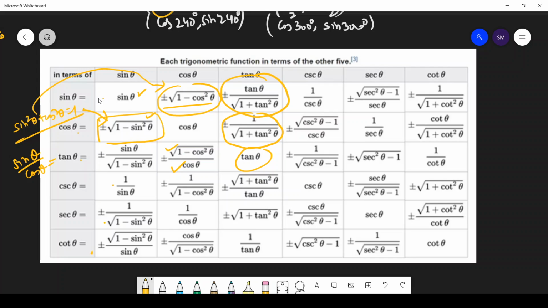So how many formulas do we have here? So 36 minus 6, 30 formulas we have here. See, 6 sixes are 36, but sine theta in terms of sine theta is the same, cos theta, tan theta, cosecant, secant and cot. So these 6 we can subtract and exactly 30 formulas we have here. Done it, students? Yes. So this is your homework for today.